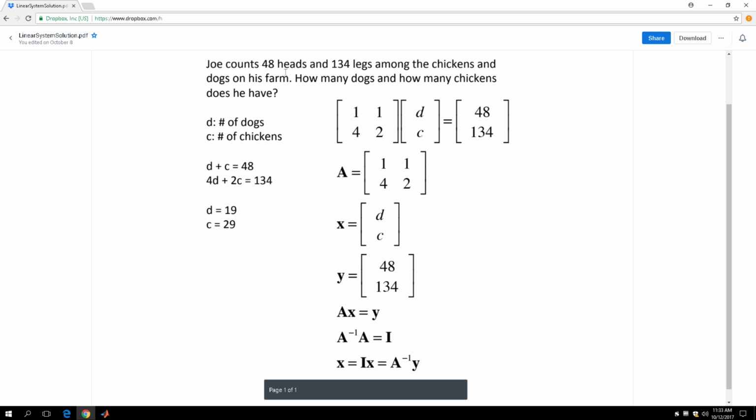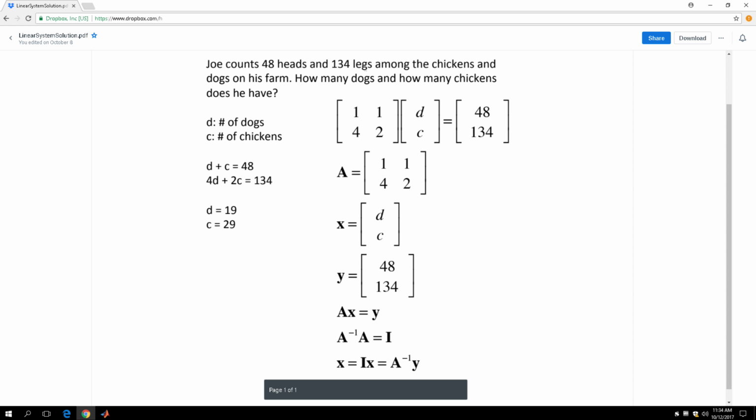So Joe counts 48 heads and 134 legs among chickens and dogs on his farm. How many dogs and how many chickens does he have? It's an algebra problem. The two equations we come up with are d plus c equals 48, where d is the number of dogs and c is the number of chickens. Each dog has one head and each chicken has one head, so the total number of heads adds up to 48. That's the first equation.